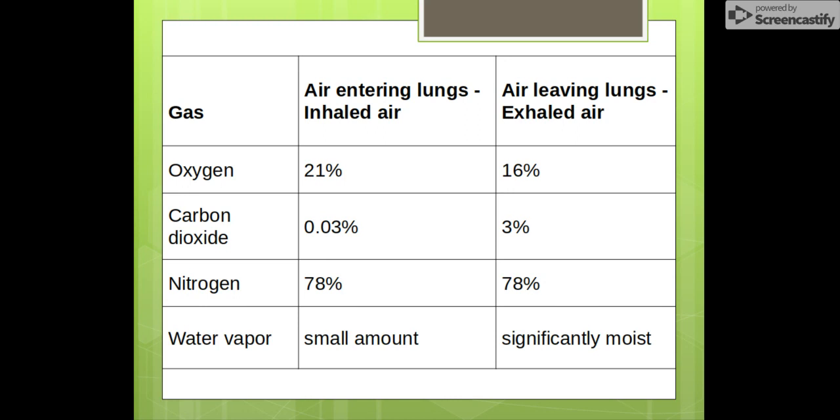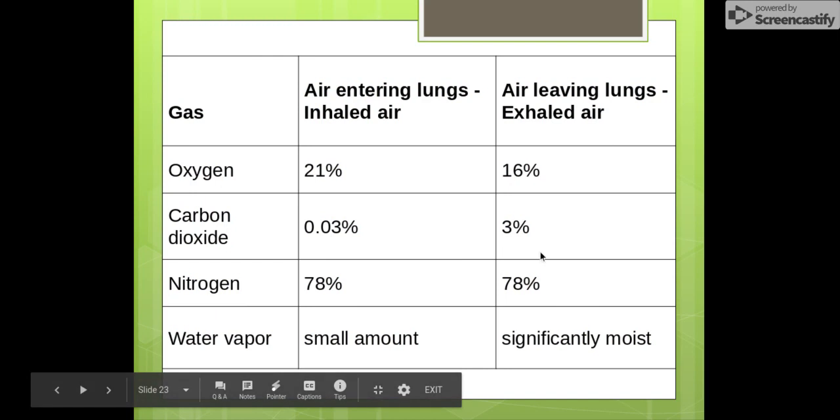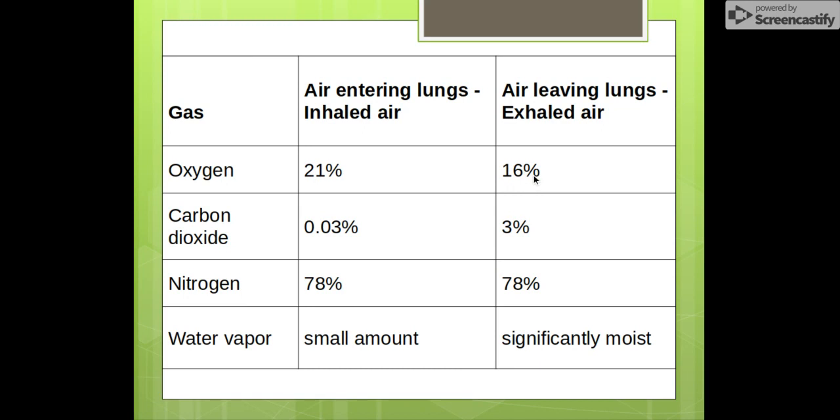Okay, so when we look at this, right, we breathe in 21% oxygen, 0.03% CO2, 78% nitrogen, and a very small amount of water vapor. When we exhale, that oxygen's down to 16%. And it goes down because we use that oxygen.